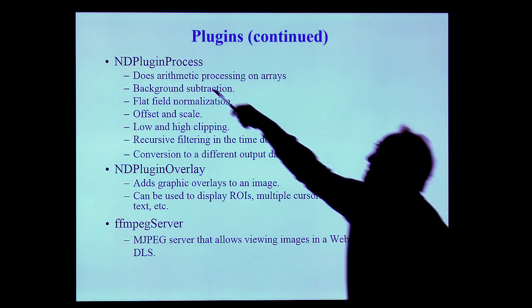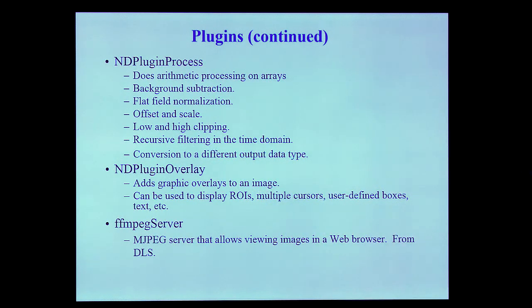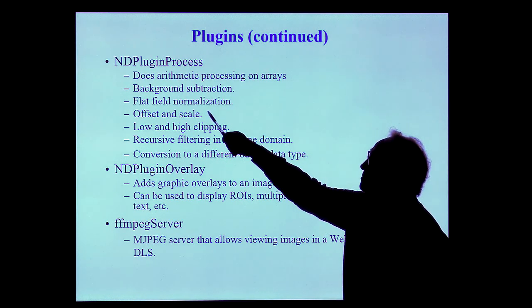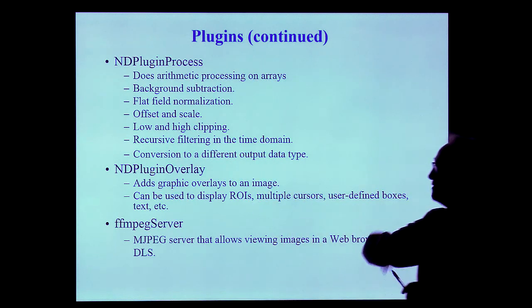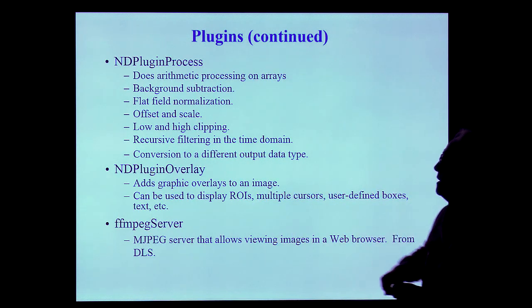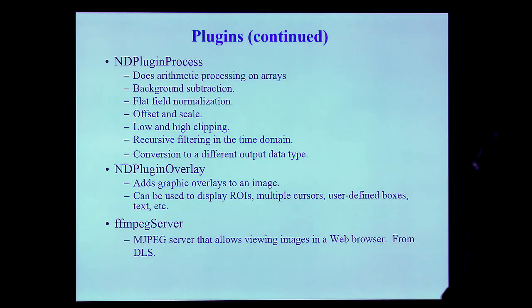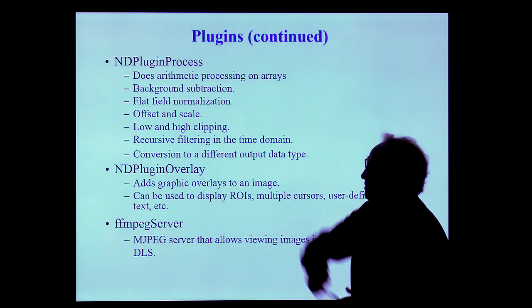Okay, so there's a processing plugin that does a whole variety of arithmetic processing on arrays, like background subtraction, flat field normalization, offset and scale, high and low clipping. The most powerful thing is it does this recursive filtering in the time domain, so it can sum 10 images, or it can average 10 images. It can show you the difference between image n and image n plus 1, so you can see just what's changing in the image. And again, convert to a different data type.